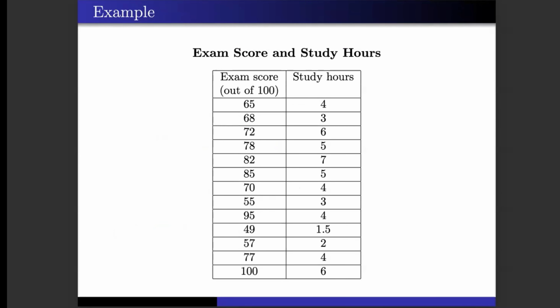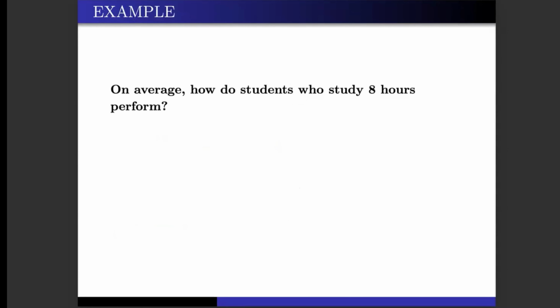Let's try to understand it with an example. Say we have this data set where we have exam scores of some students and their corresponding study hours. So we have some student who studies for 4 hours and has exam score 65. Another student who studies for 3 hours and ended up scoring 68 points, and so on. And now we have a question. On average, how do students who study 8 hours perform?